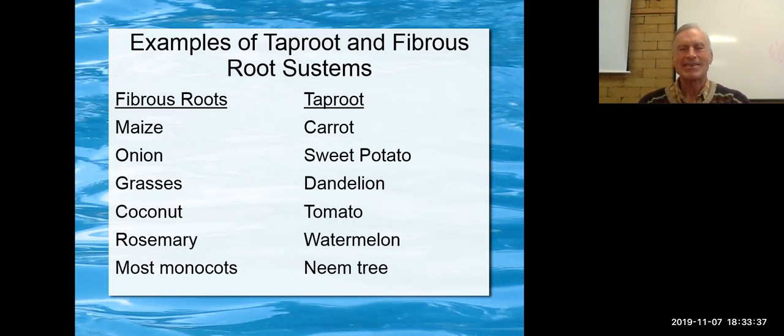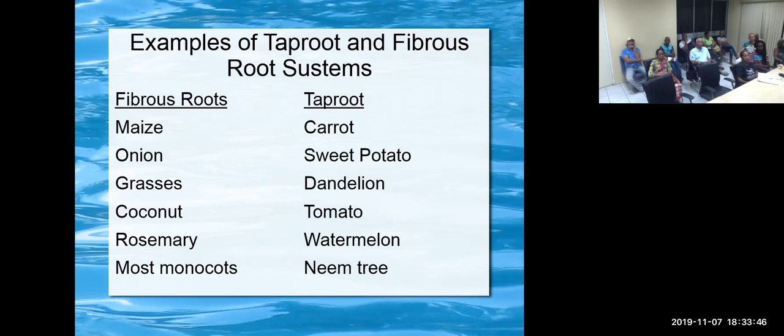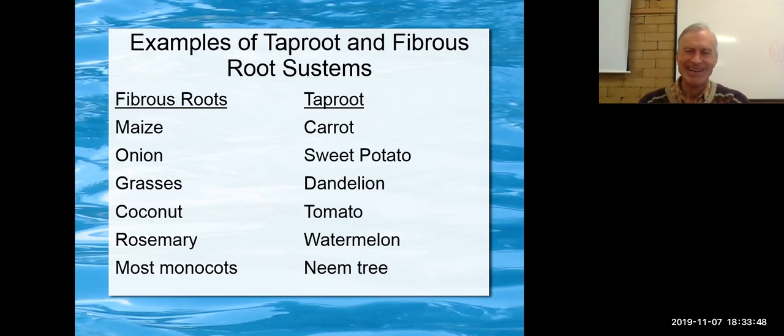So taproots, these are things that we're familiar with. Carrots, sweet potatoes. Do you have dandelions in Curacao? Yes. Okay, they must be everywhere in the world. Tomatoes, watermelon, neem trees all have taproots.